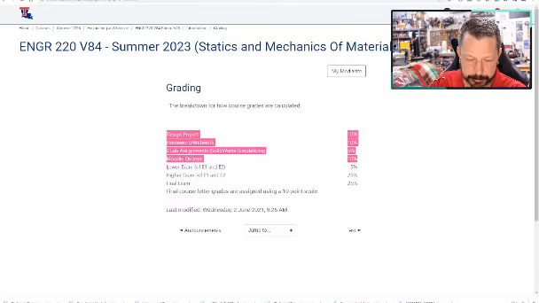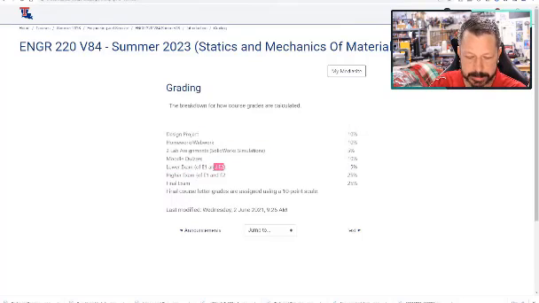And then you've got exam 1 and exam 2. Whichever one you do worse on will count 15%. Whichever one you do better on will be 25%. And then the final exam is also 25%. And again, you can redo and replace one of exam 1 or 2.